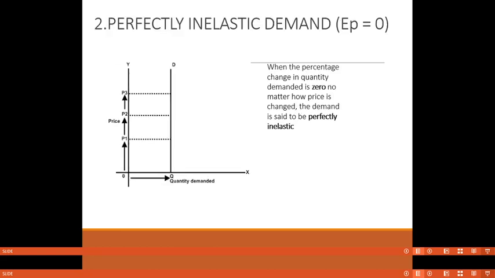And this is the figure of perfectly inelastic demand, when the demand curve is vertical, parallel to the y-axis. You see there is a change in price, but due to a small change in price, there is no change in quantity demanded. That's why this is called perfectly inelastic demand.